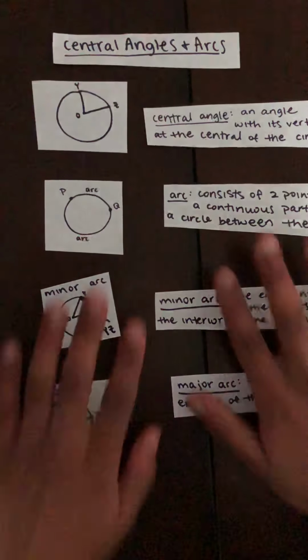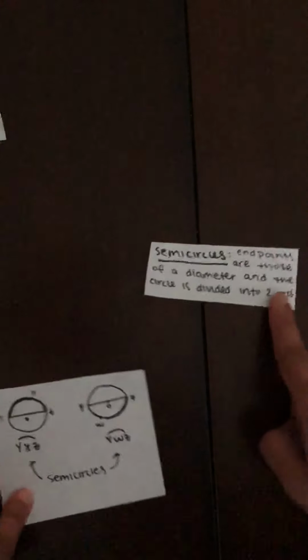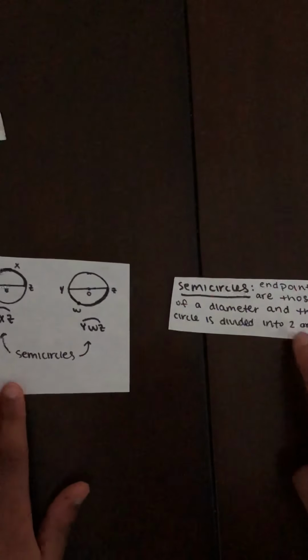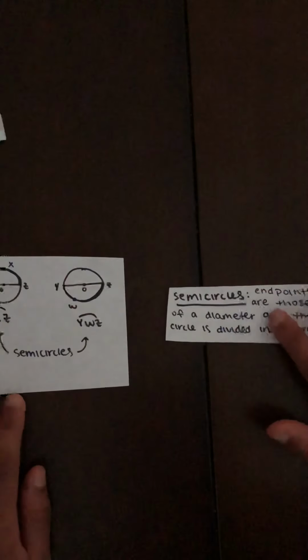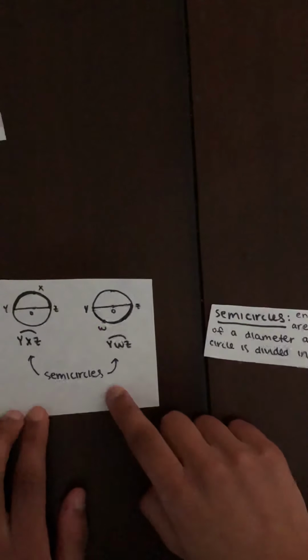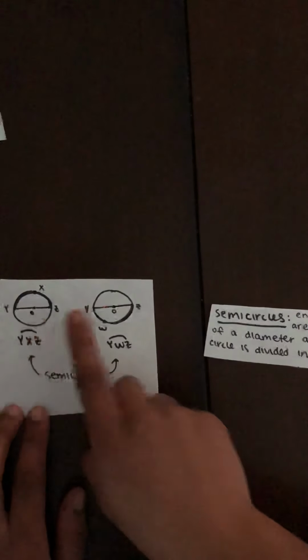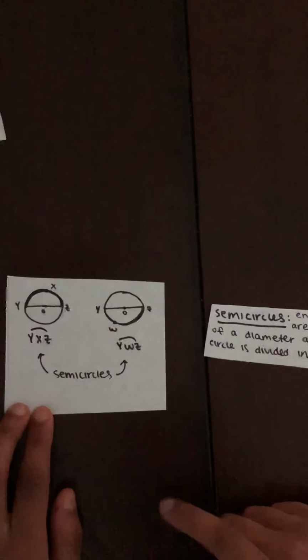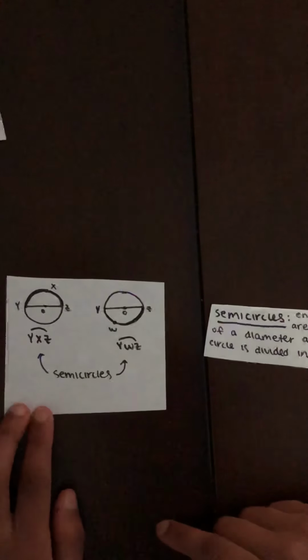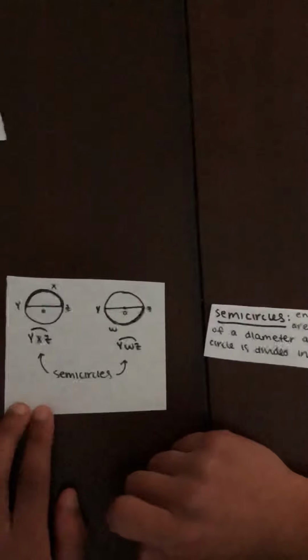So now let's talk about semicircles. In semicircles, the endpoints are those of a diameter, and the circle is divided into 2 arcs. So here we have the same circle, circle O, but both are semicircles, and the arc is represented on a different part of the circle.